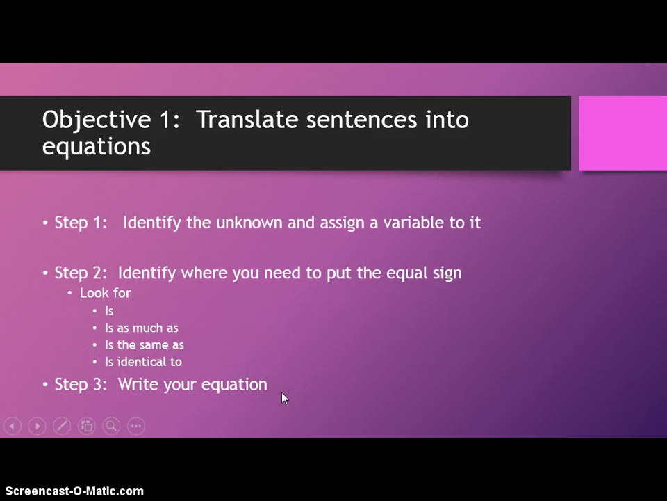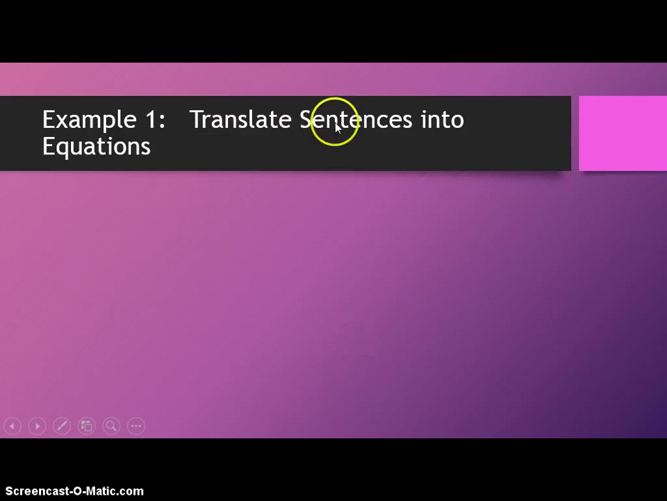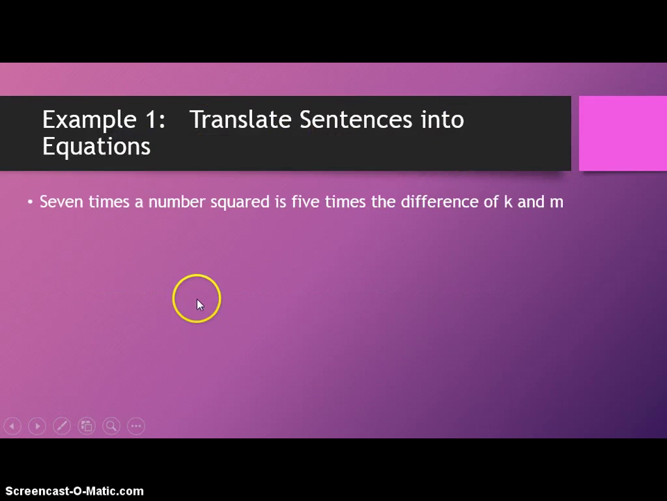All right, so let's take a look at one of them. Translate sentences into equations. Here is our sentence: 7 times a number squared is, so that's important. This is one side of the equation, and this is the other side, is 5 times the difference of k and m. All right, so a couple things stick out to me.